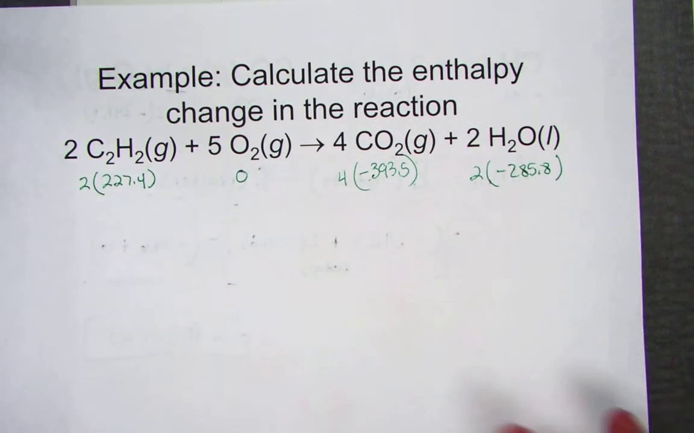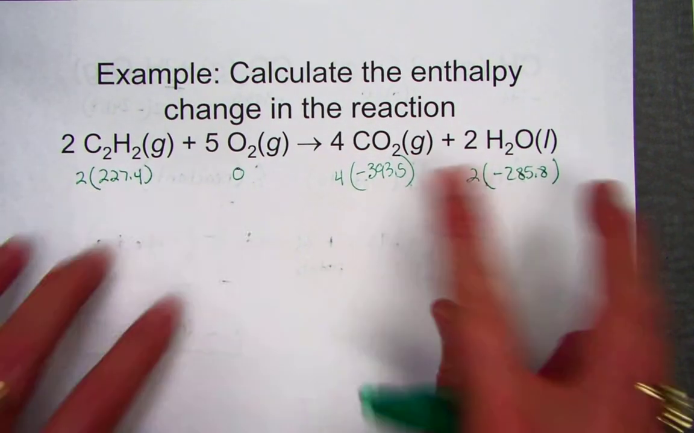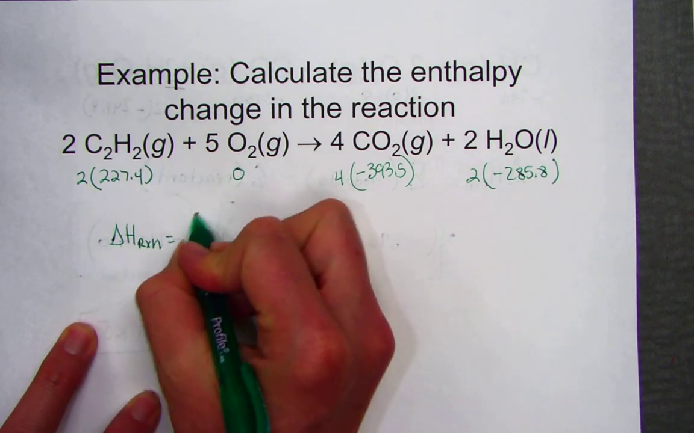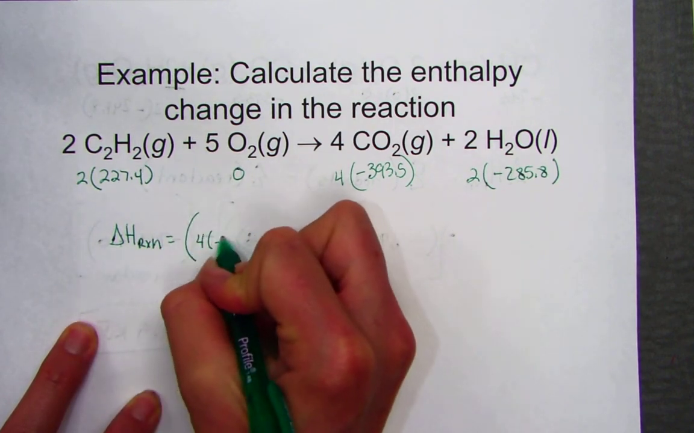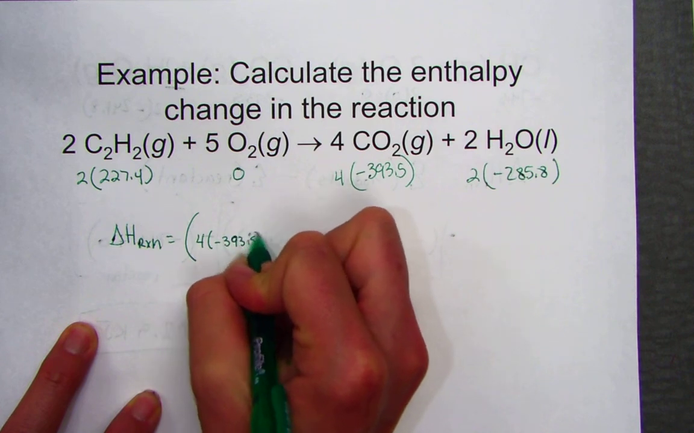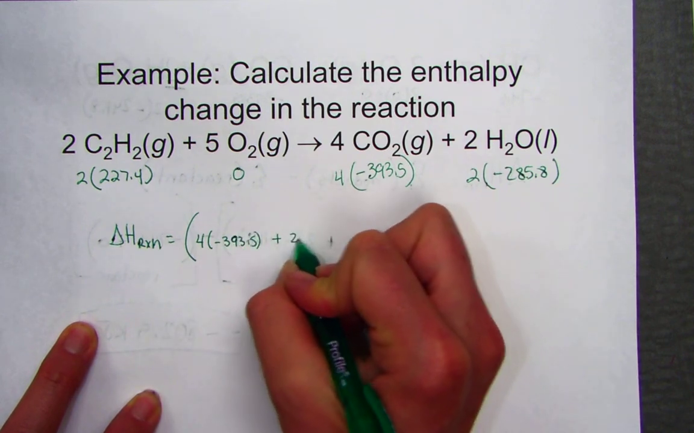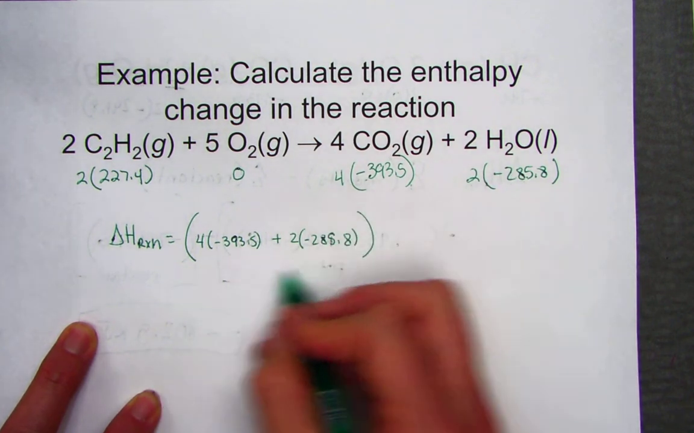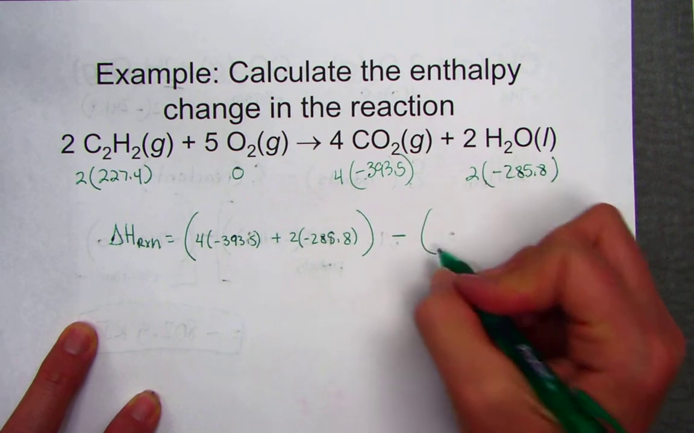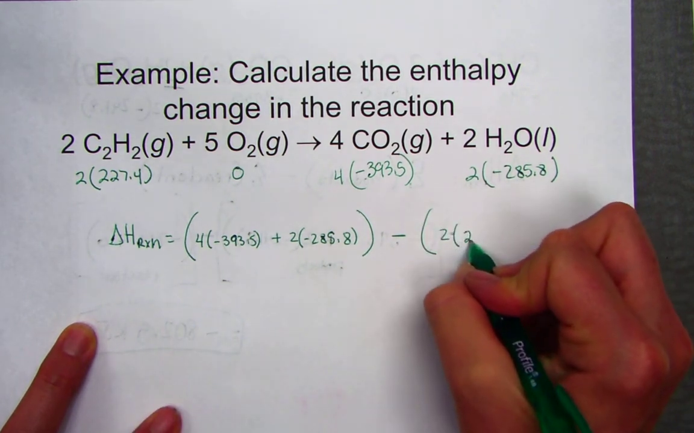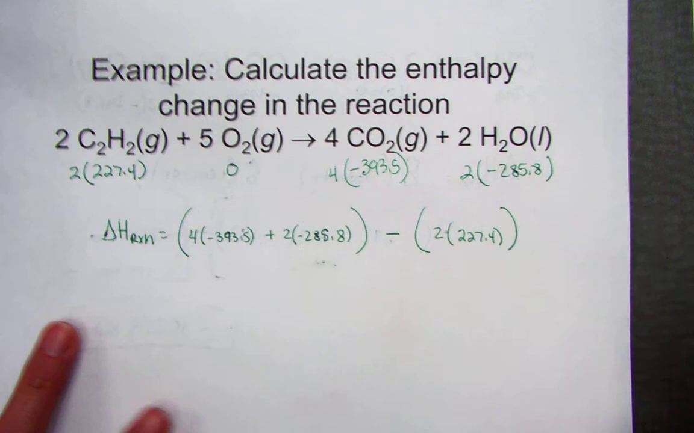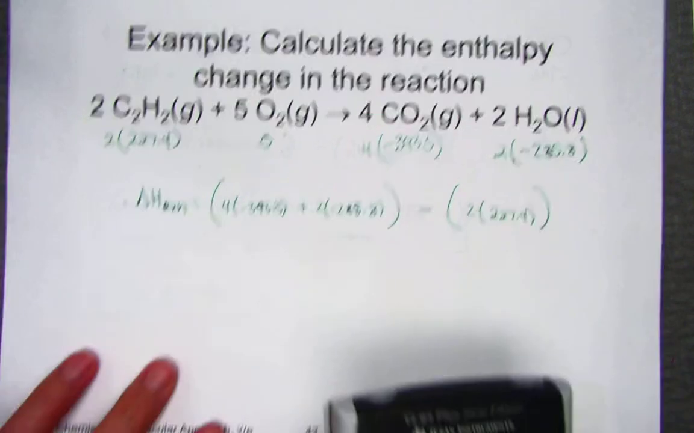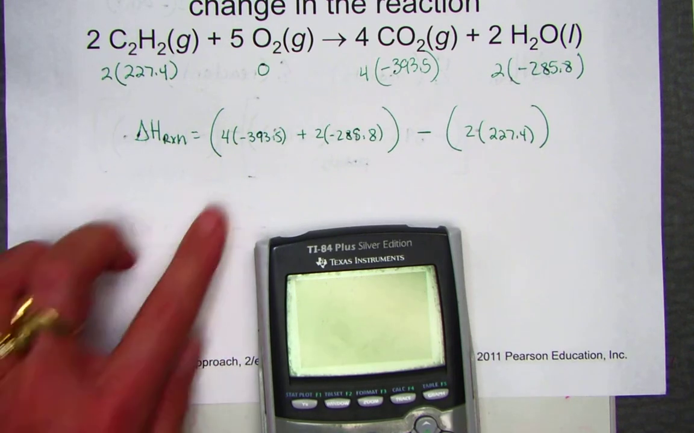The heat of this reaction is the sum of products minus reactants. So I'll just set up my math. The heat of the reaction is found by taking 4 times negative 393.5 plus 2 times negative 285.8, the sum of the products, minus 2 times 227.4, and there's the sum of the reactants. Products minus reactants. Let's hit the calculator together and see what we find.